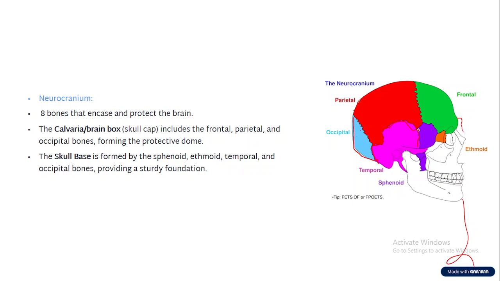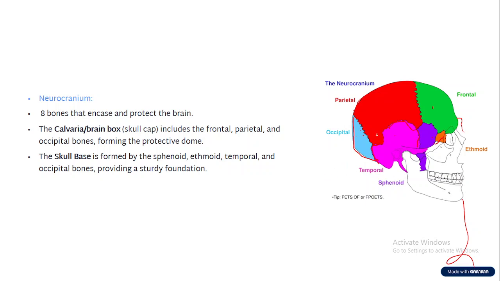And sphenoid bone. This is also a single bone, and ethmoid bone. So there are 4 bones which are unpaired. These are the frontal bone, occipital bone, sphenoid and ethmoid bone, and 2 bones which are paired, that is the parietal bone and the temporal bone.